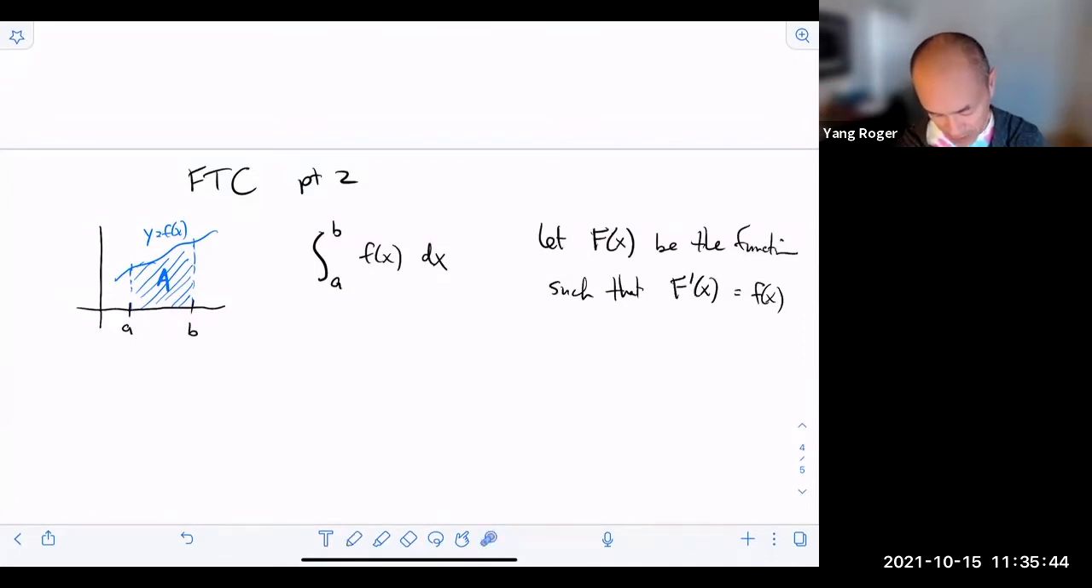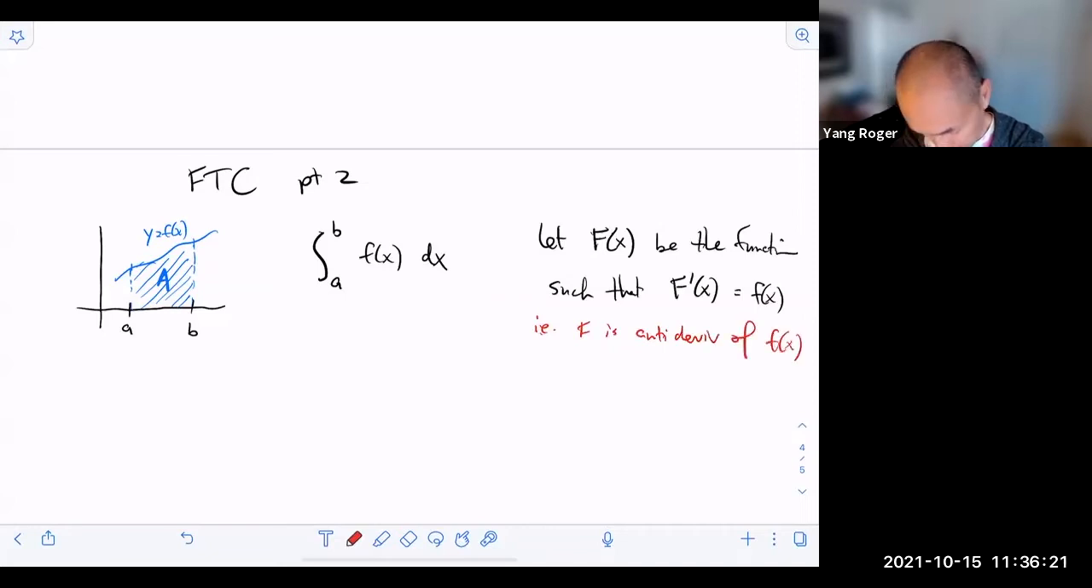Can anyone use a different term to explain what this says? What can you say capital F is? Capital F is the function such that when I take the derivative of it, I get lowercase f. So can anyone rephrase the sentence using a term? Antiderivative, that's right. So we're basically saying capital F is the antiderivative of little f of x.